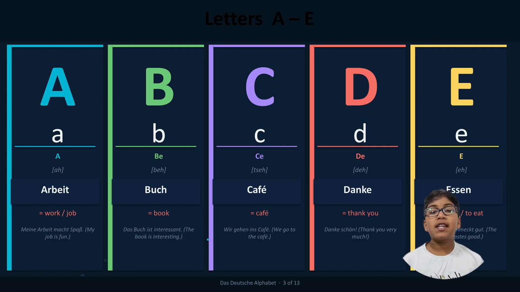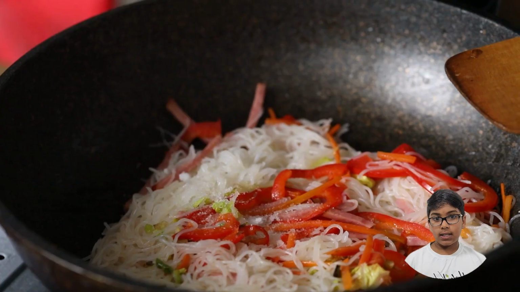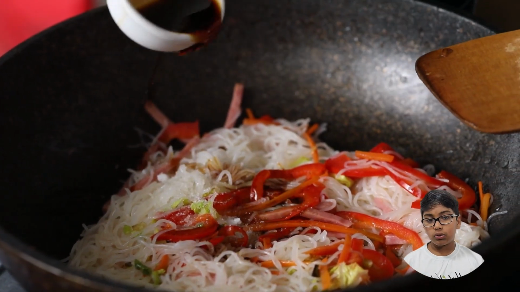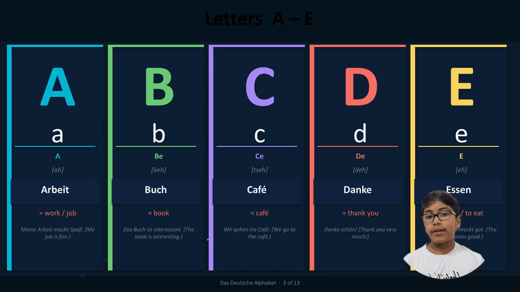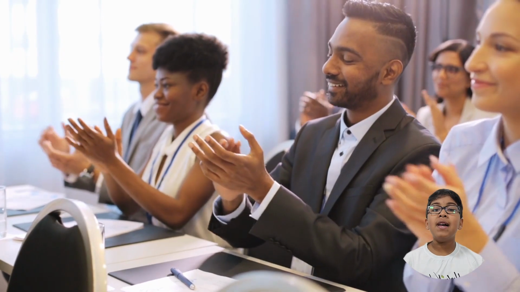E, pronounced as eh, like the E in the English word bed. The example word is Essen. Say it. Essen. It means food or to eat. Das Essen schmeckt gut. The food tastes good. Everybody loves that. First 5 letters done. Amazing work. 5 more letters coming your way.